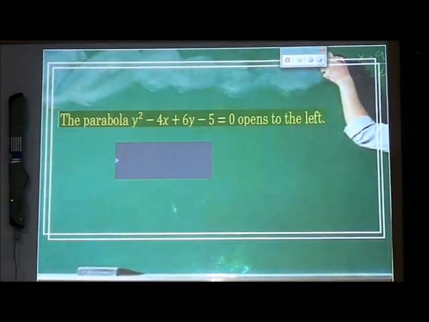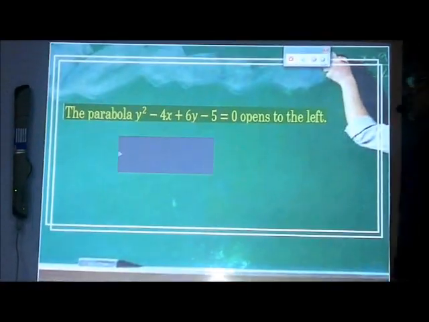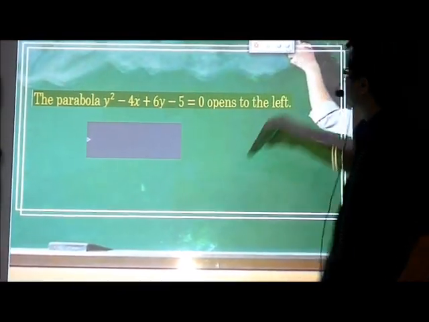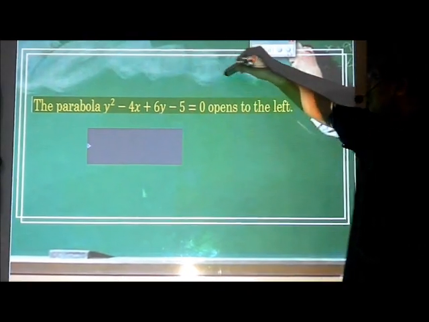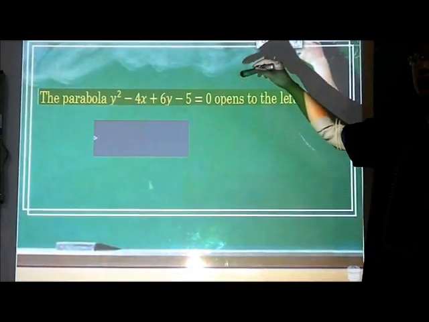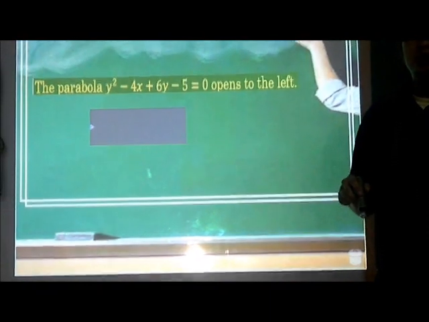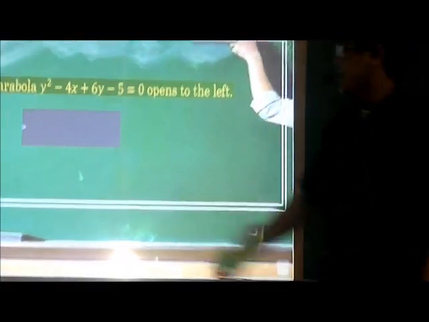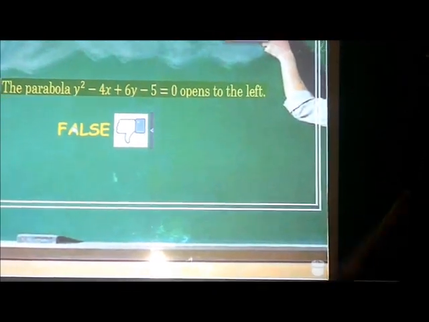Next question. Read and answer. The parabola y squared minus 4x plus 6y minus 4 equals 0 opens to the left. Is this true or false? It is false, because it opens to the right. You see this negative 4x. When you transpose it to the right side, the right side will be positive. That's why it should open to the right. So this is again false.